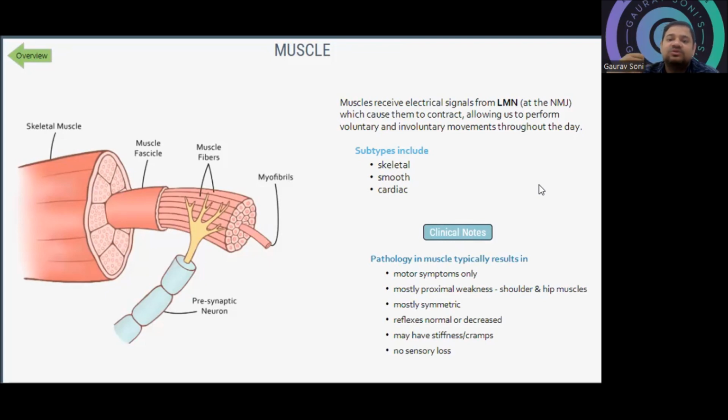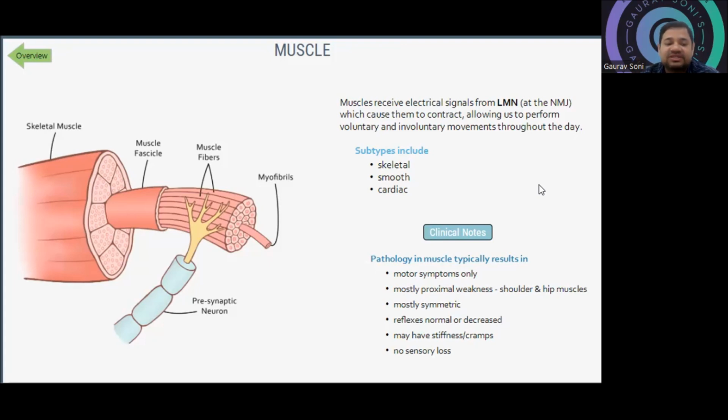So the farther the nerve injury is from the center, the more the symptoms will be limited and concise. Towards the central nervous system, the symptoms will be more diffuse, and there can be contralateral or ipsilateral findings, all these things will come. So this was all about the overview.